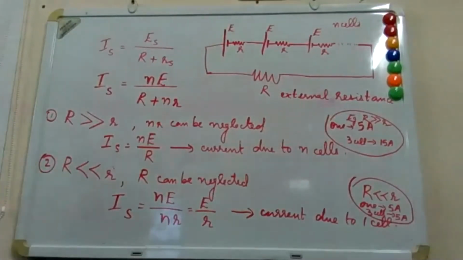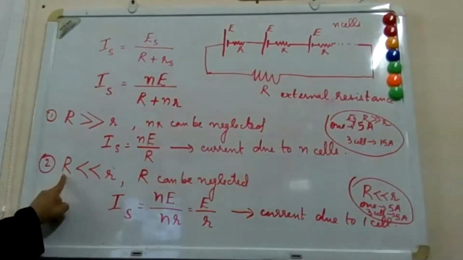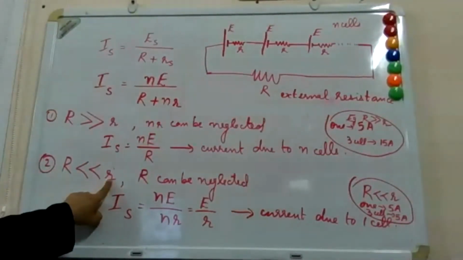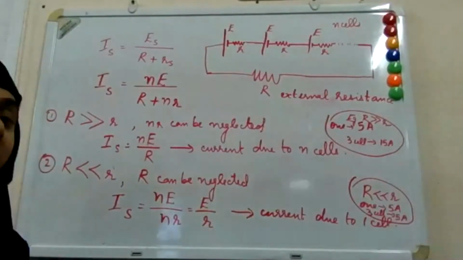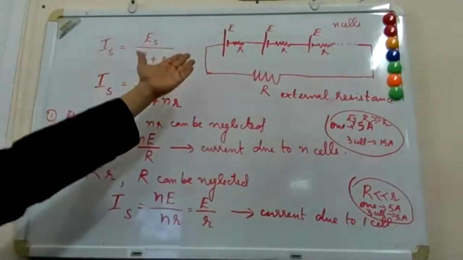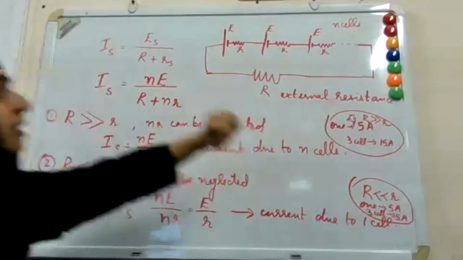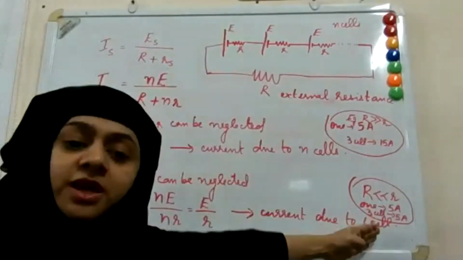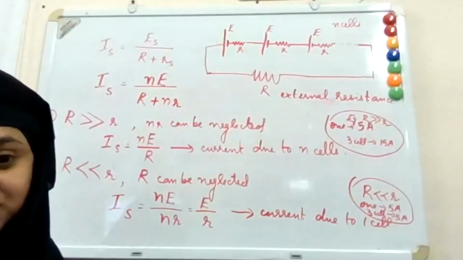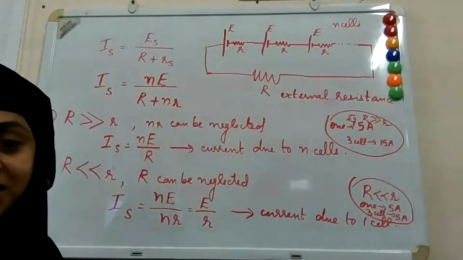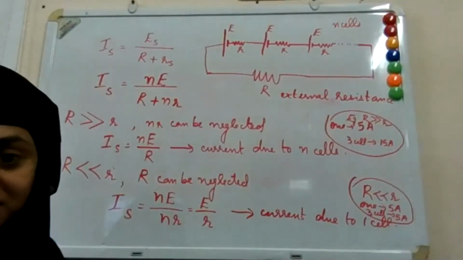Teacher, I didn't understand this. Which one? The last topic you said about. See, if the external resistance is very small compared to internal resistance, what happens? The current which we get from the circuit, even if you connect one cell, you will get 5 ampere. If you connect 10 cells, you will get 5 ampere. If you connect 20 cells, you will get 5 ampere. So is there any advantage? No. So why will you connect many cells? No need, right? Okay, teacher, understood now.